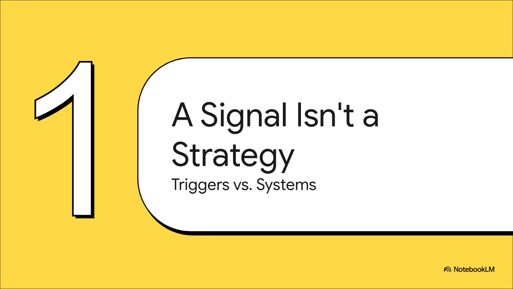You've got to understand the difference. A raw signal, that's just a trigger. It's just a single event in a vacuum. A real strategy, though, that's a whole different ballgame. It's a disciplined system that has rules and context.